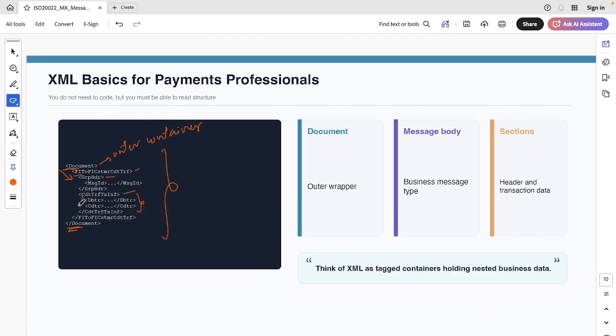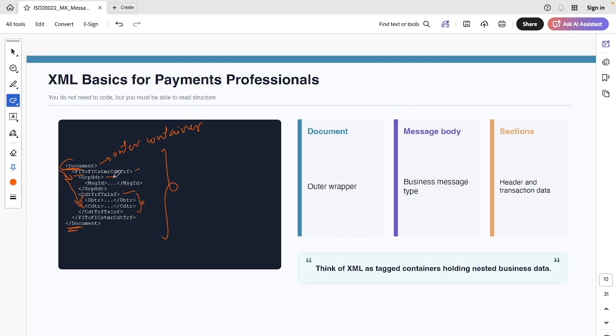This nesting helps systems understand exactly what each piece of data means. The practical rule is to read from outside to inside. This is outside, and the more you go downwards, the more you go to the inside.